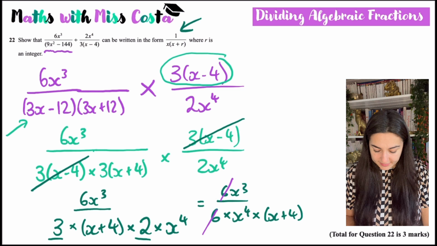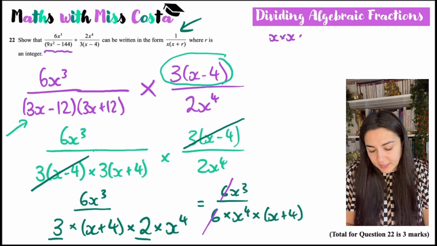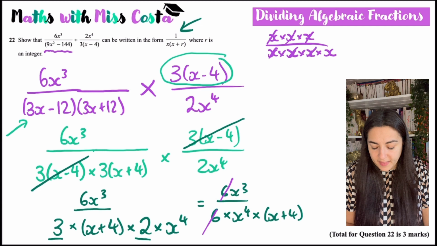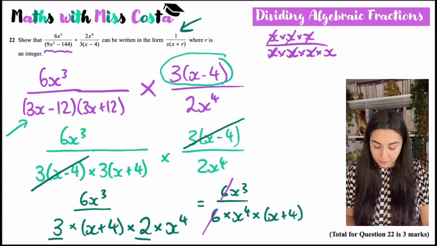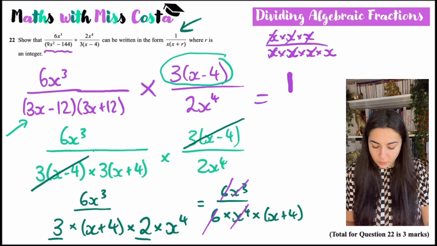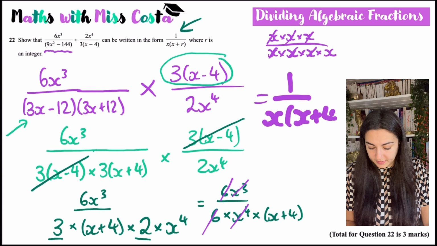So I'd be left with x cubed divided by x to the power of 4. Now, if I just think about it, x cubed just means this. X to the power of 4 just means this. So that and that, that and that, that and that would cancel out. So I'd just be left with x on the bottom. So that can cancel with that. And I'd be left with 1 at the top and x here, x plus 4.